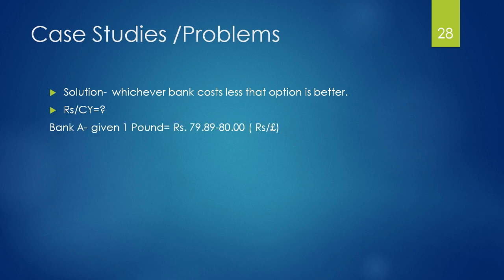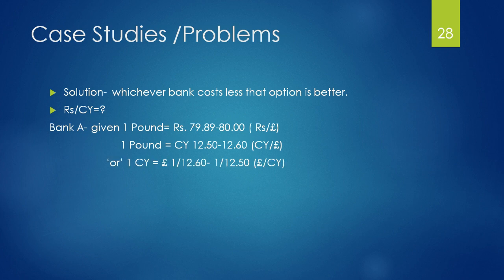Let's see for Bank A. It's given that 1 pound equals rupees 79.89-80.00. This is basically rupees per pound. Also given 1 pound equals Chinese yuan 12.50-12.60, which is our Chinese yuan per pound. Now, this can be converted as 1 Chinese yuan equals 1/12.60 pound to 1/12.50 pound, which is our pound per Chinese yuan.